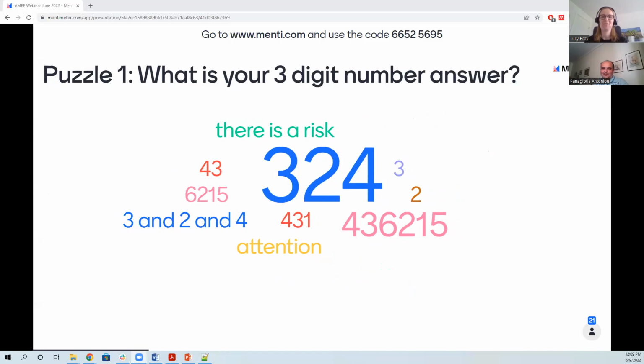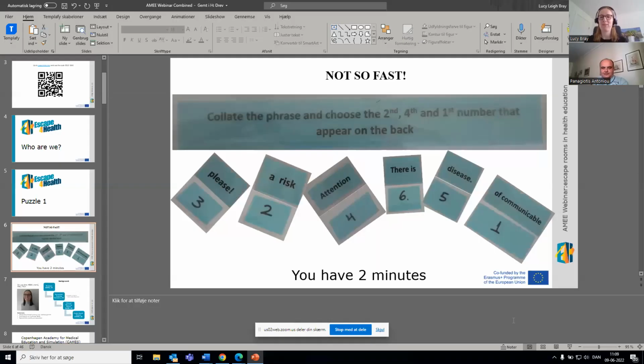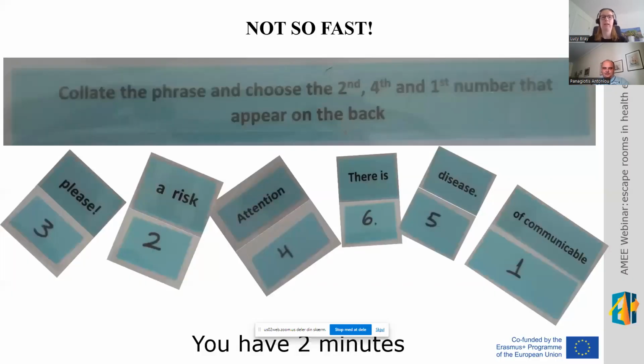Lucy, I think you can take it from here and continue. Yep. So that was a good start. Well done, everybody. For anybody that wants an explanation, it's not quite clear. So the idea was to make this into a phrase. So attention, please, there is a risk of communicable disease. And then you take the second, fourth, and first number in that sequence to find the code.